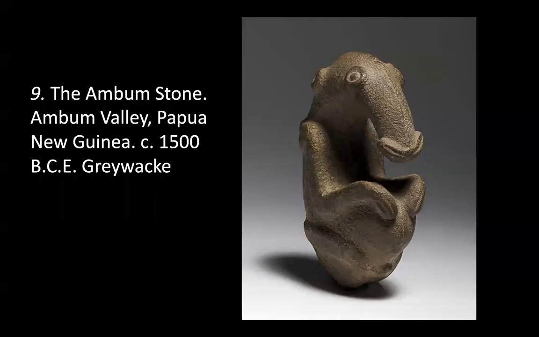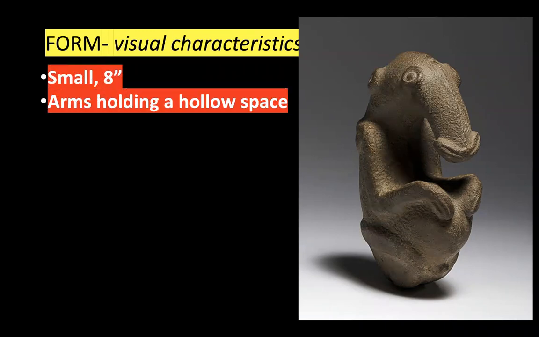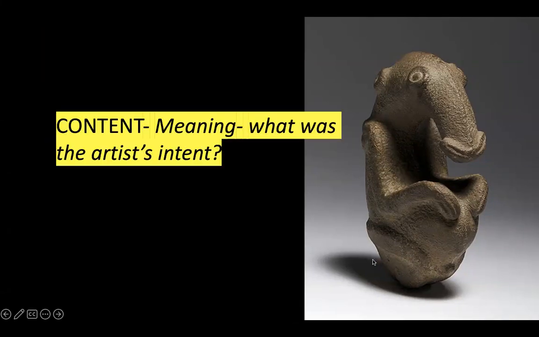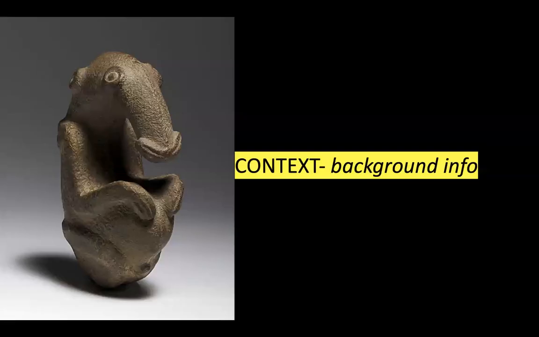Next. The Ambum Stone. This is from Papua New Guinea. This is a graywacke. That's the type of stone. All right, visual characteristics. This is very small. So this would be a type of portable art, about 8 inches. The arms are actually wrapped around a hollow space. Very stylized features. Possibly what this could be depicting, we believe, is an anteater.